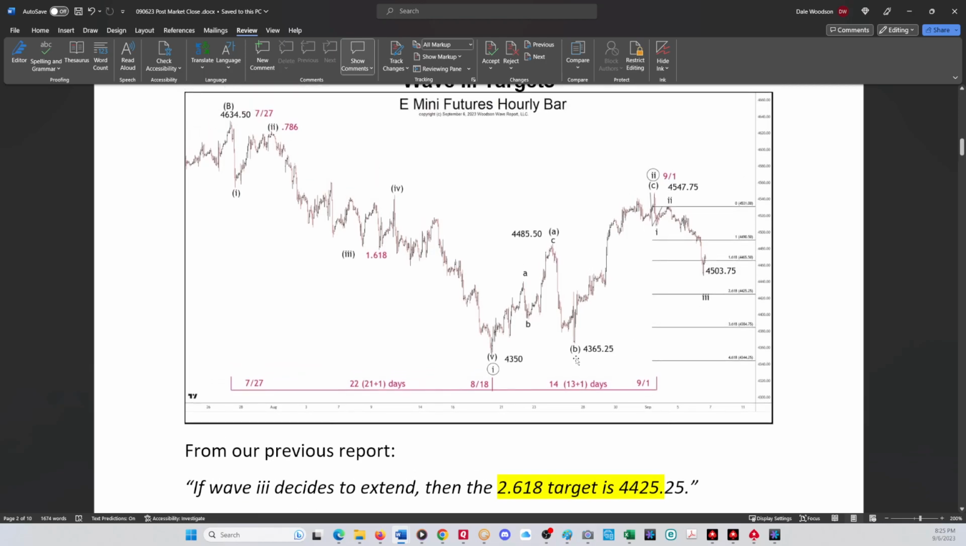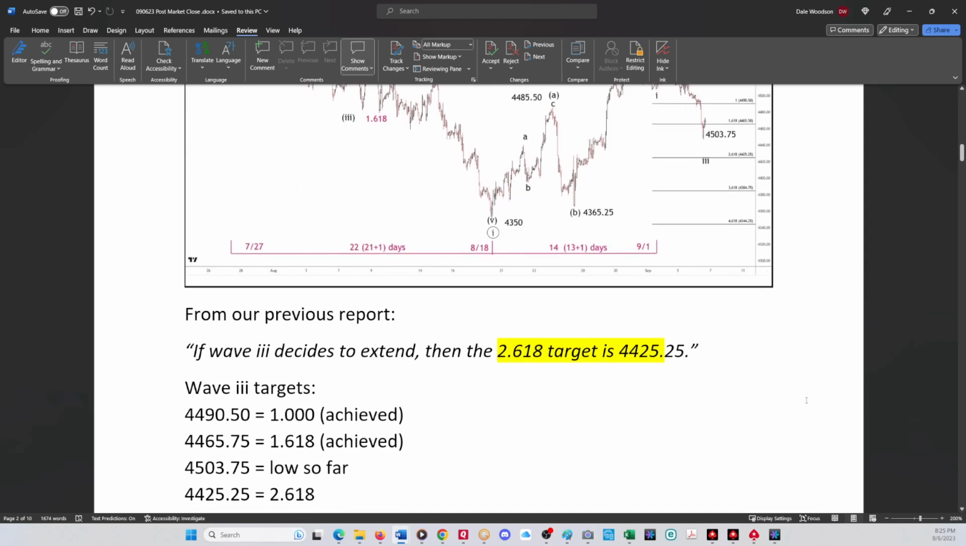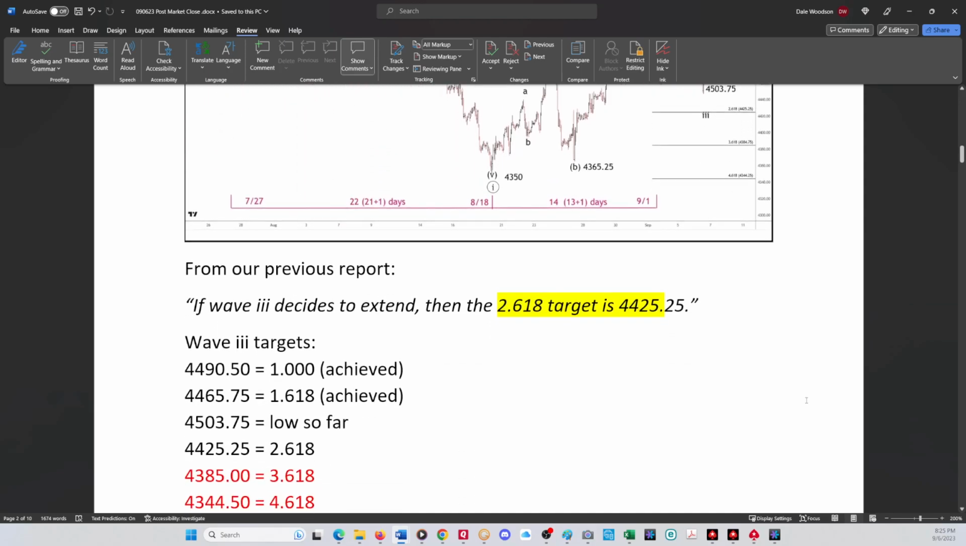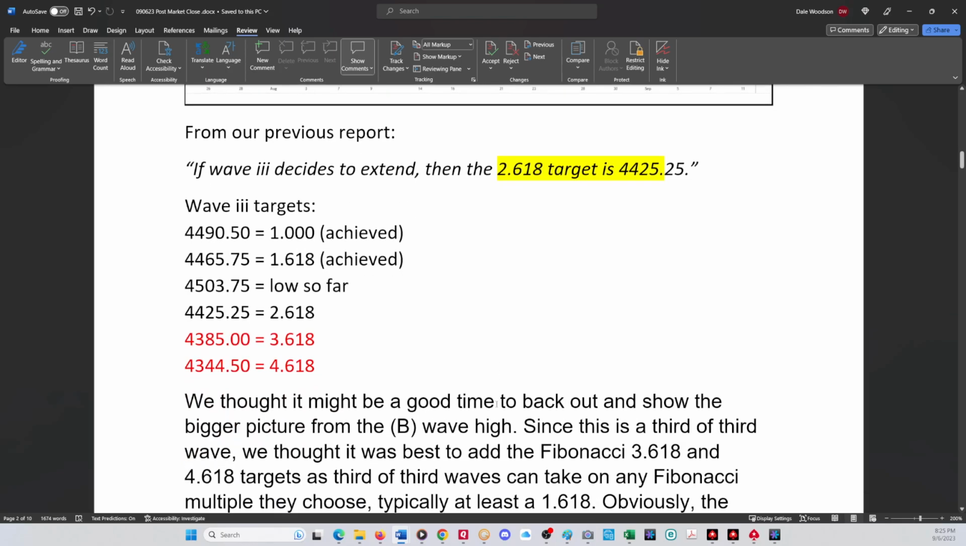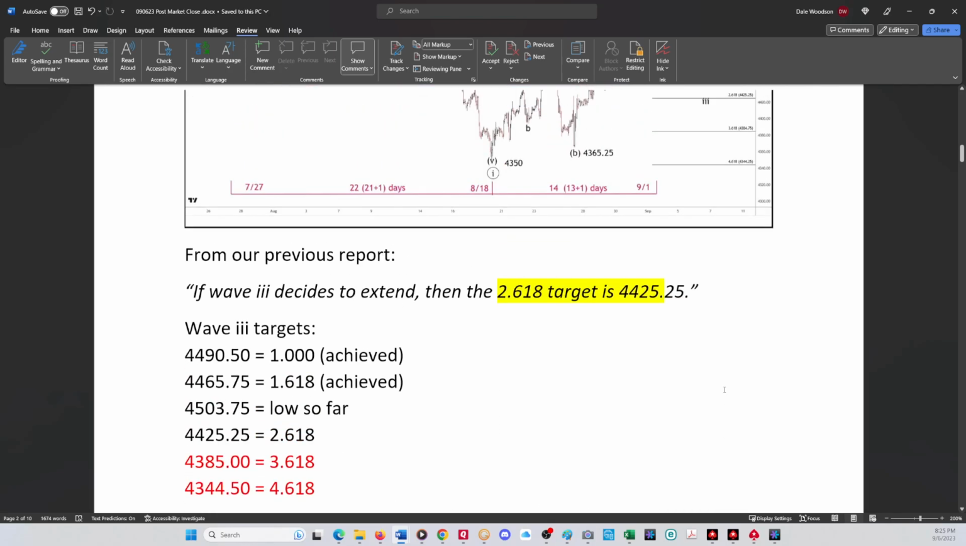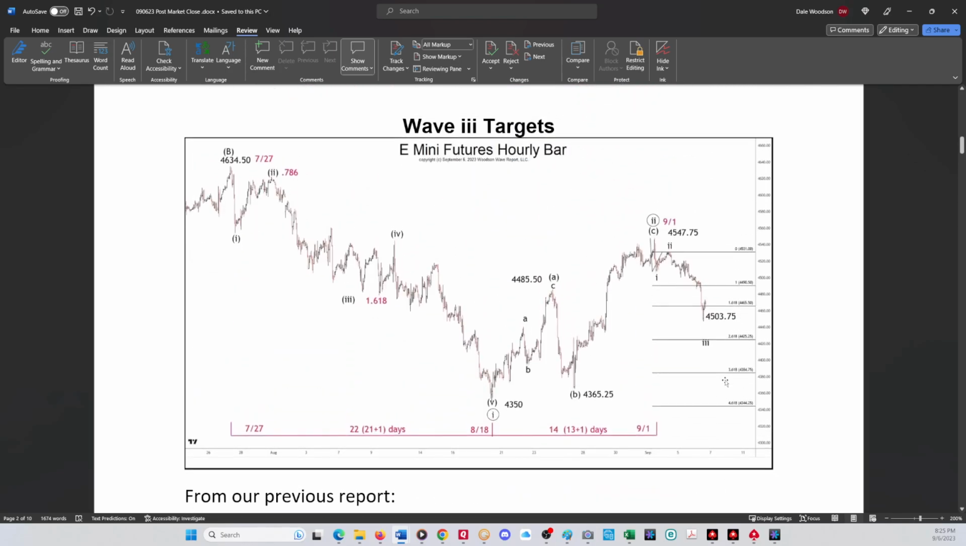Here we published the wave 3 2.618 target earlier in the day, and here's our 3.618 and 4.618. Okay, and as we describe, time to back out and show the market from the wave B high, as you see there. This is a third of third wave. Okay, this is a 2 up and this is a 3 down. So this 3 here is a third of third wave.